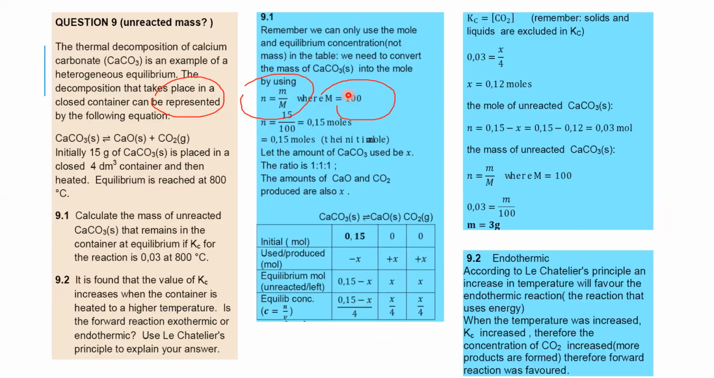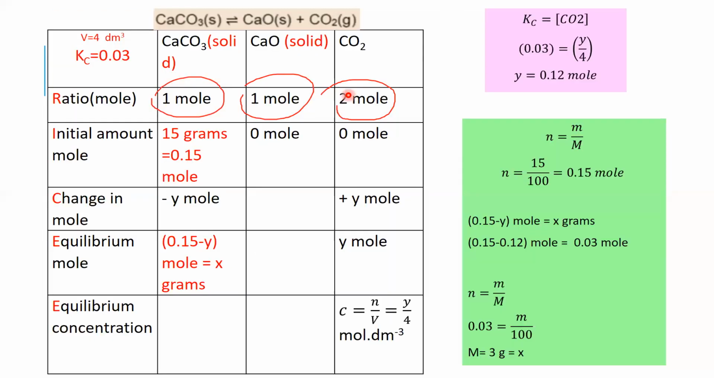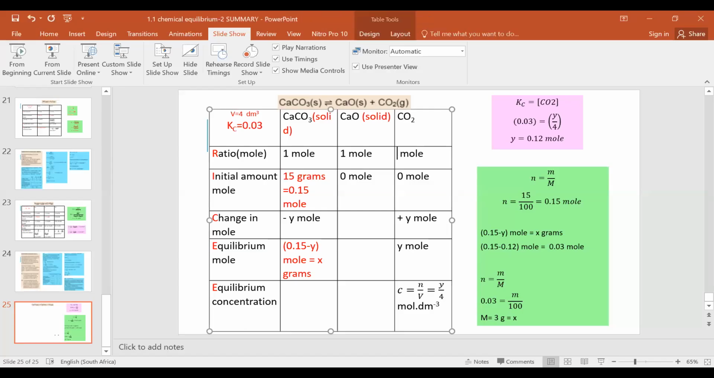Actually 1, 1, 1. I don't know why I wrote 2. It's supposed to be 1 mole, by the way. Sorry, I made a mistake here. Can we fix that mistake? Okay, let's fix that mistake. It's supposed to be 1. Okay, let's go back to the presentation.